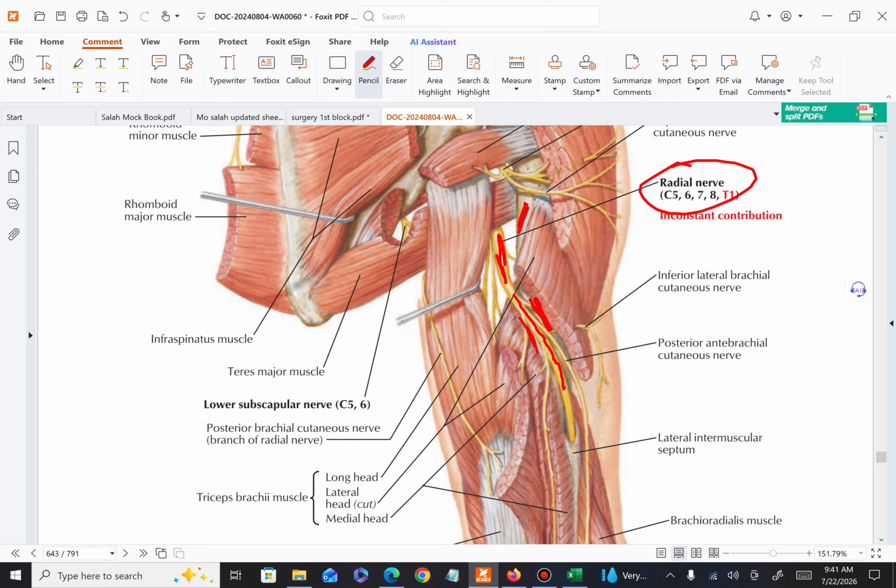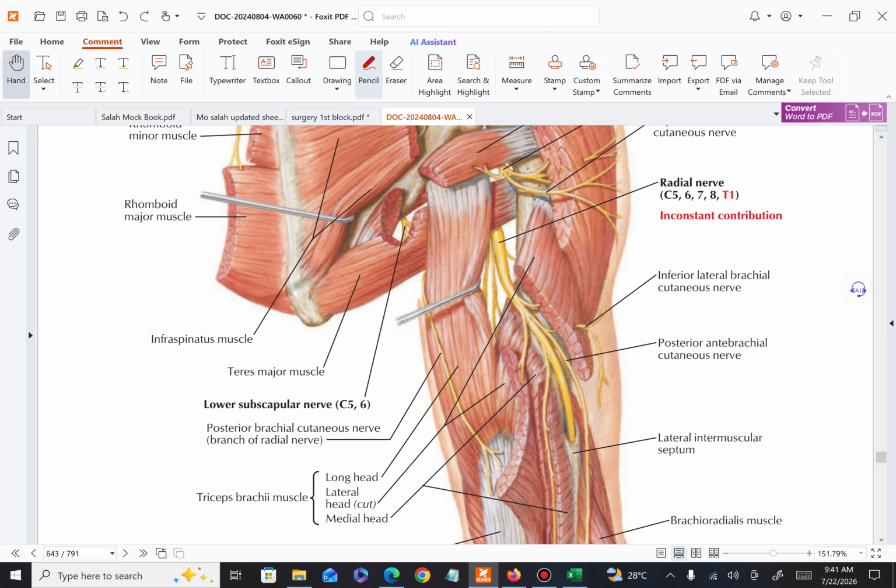So this is the humerus, the posterior aspect of the humerus bone. On the posterior aspect of the shaft of the humerus, there is a radial groove through which the radial nerve and profunda brachii artery pass. So this is the radial nerve in the arm region.